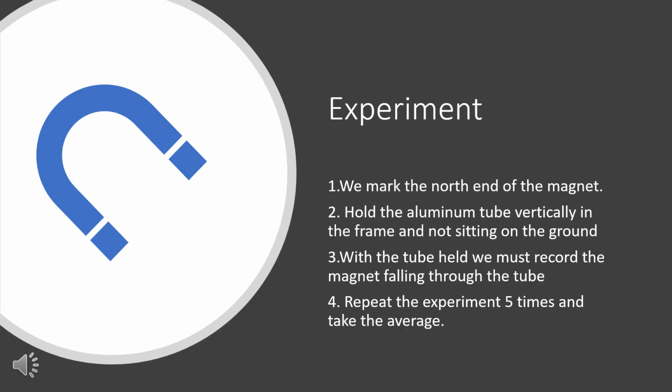First, we must mark the north end of the magnet using the magnetometer app on our iPhones. Next, we must hold the aluminum tube vertically in the frame and not sitting on the ground so we can see the magnet come out the bottom of the tube. With the tube held, we must record the magnet falling through the tube so that way we can time it. And after we repeat the experiment 5 times, we must take the average.